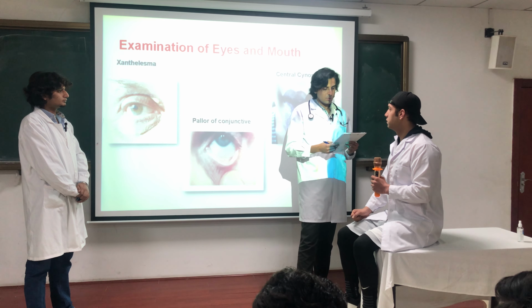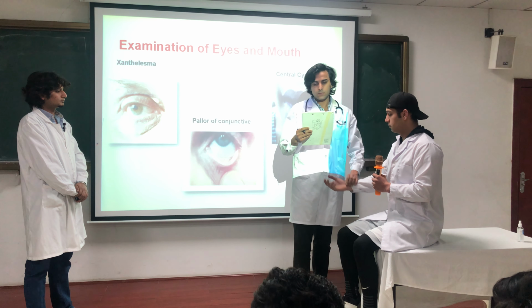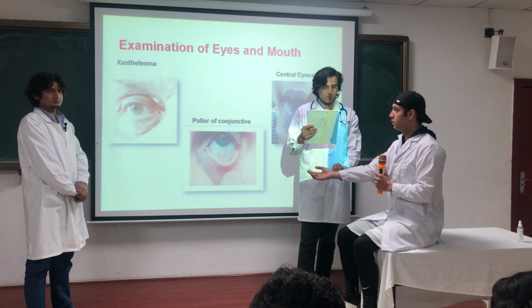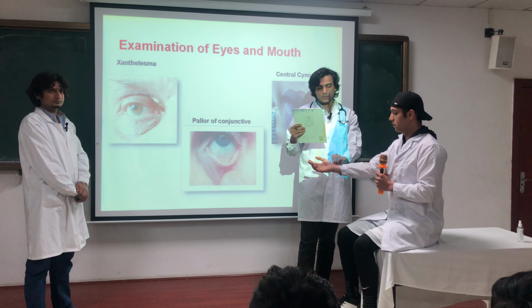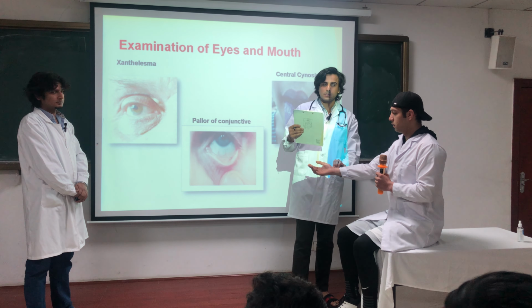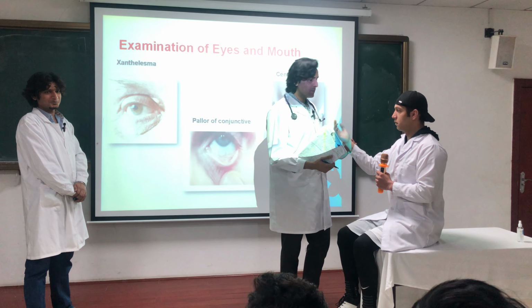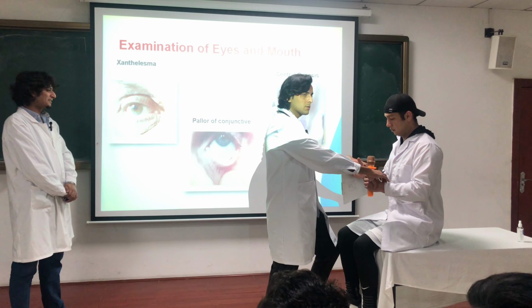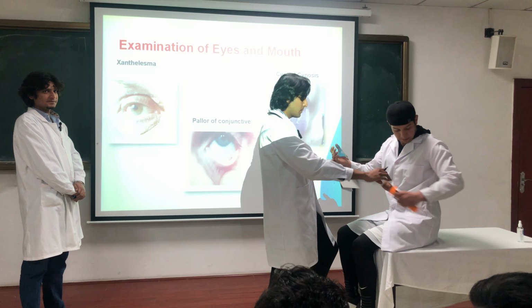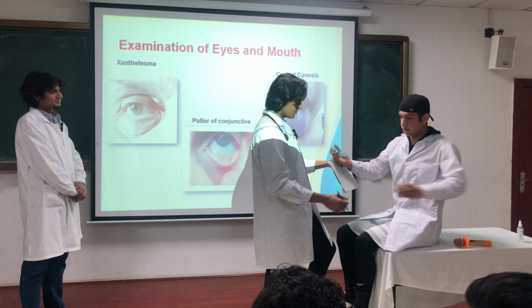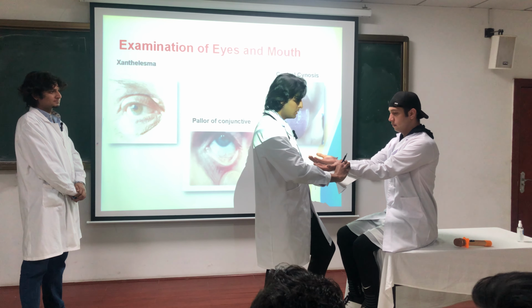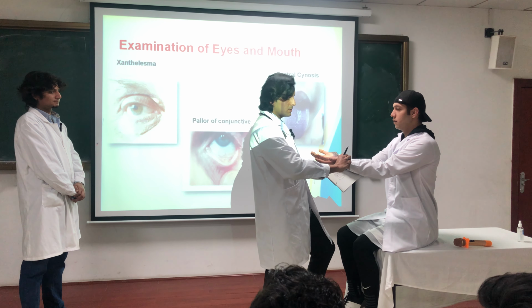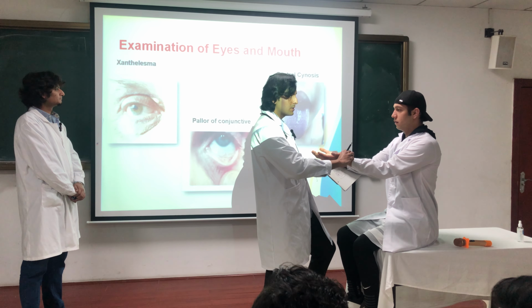Then we have to check the patient's radial pulse. We have to measure the rhythm and also the rate. So we have to hold it with our 3 fingers. And then we have to check both radial pulses for radial-radial delay, as it is seen in case of aortic coarctation. So we have to check both radial pulses together to check for any delay or not.